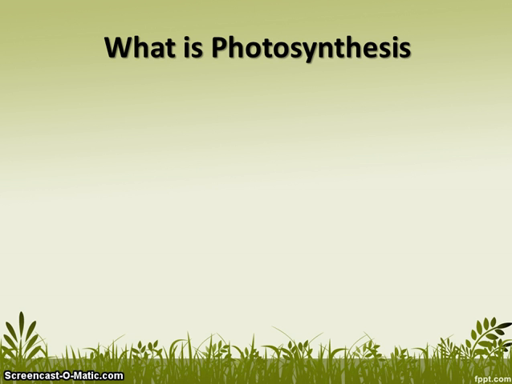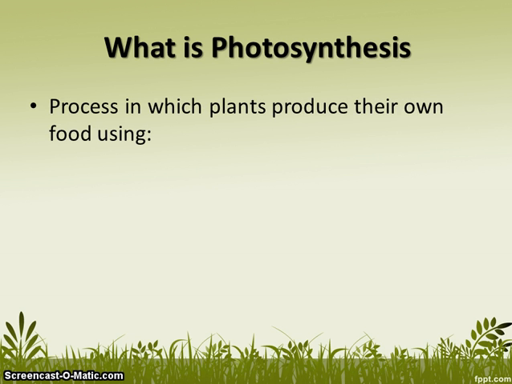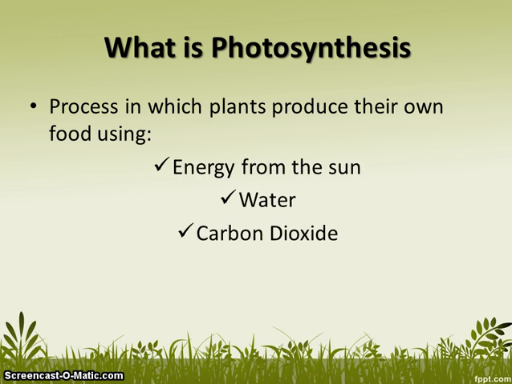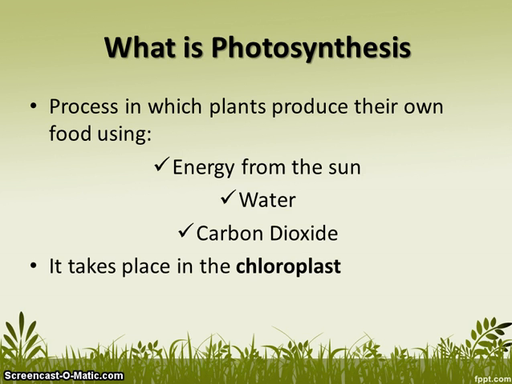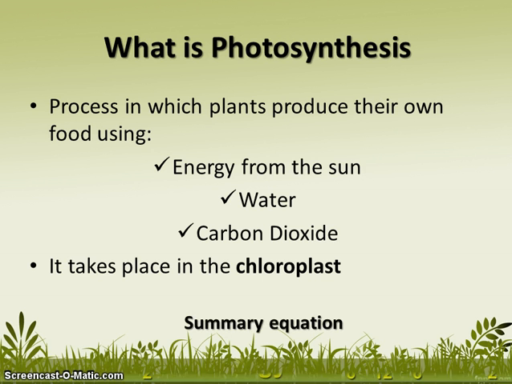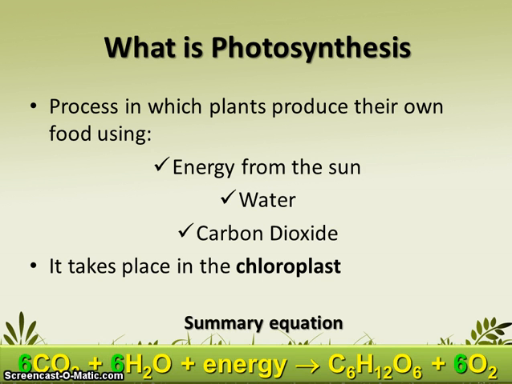So what is photosynthesis? It's a process in which plants make their own food, and it requires three major components: energy from the sun, water, and carbon dioxide. The whole process takes place in the chloroplast. The summarized equation for photosynthesis is 6 carbon dioxide molecules plus 6 water molecules plus energy gives you a glucose molecule with 6 oxygen molecules.